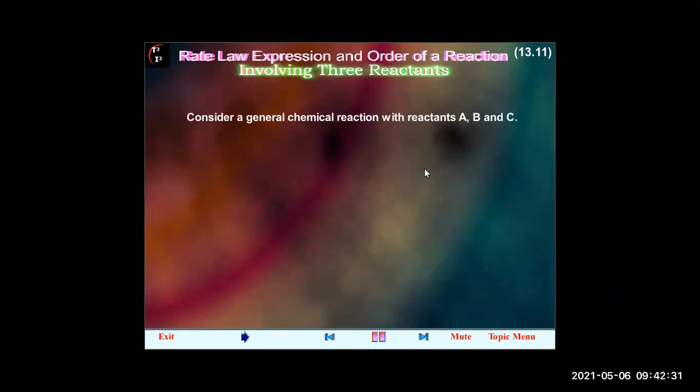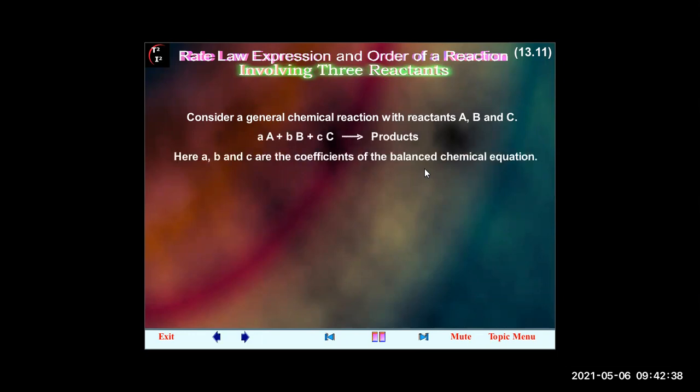Consider a general chemical reaction with reactants A, B, and C. Here, A, B, and C are the coefficients of the balanced chemical equation. The rate law is expressed as rate equals K times the concentration of A to the power M times the concentration of B to the power N times the concentration of C to the power L.